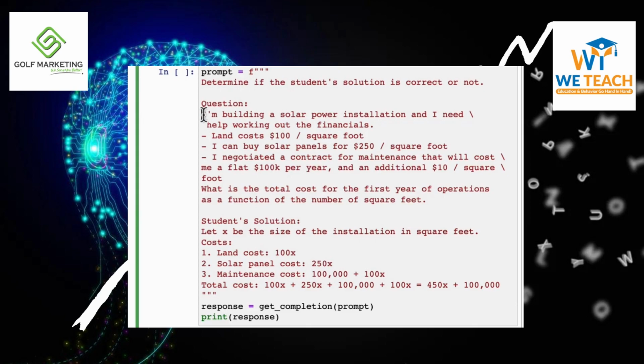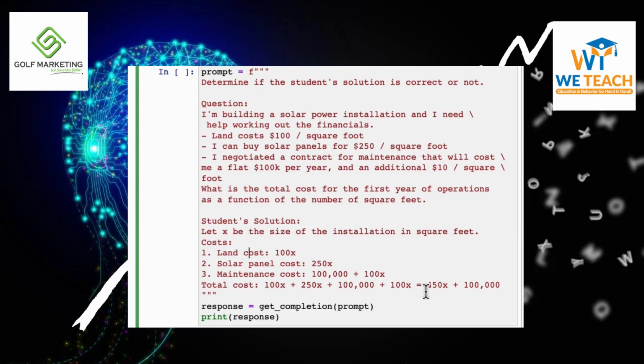So we have this math question first, and then we have the student's solution. And the student's solution is actually incorrect because they've calculated the maintenance cost to be 100,000 plus 100x, but actually this should be 10x because it's only $10 per square foot, where x is the size of the installation in square feet as they've defined it.